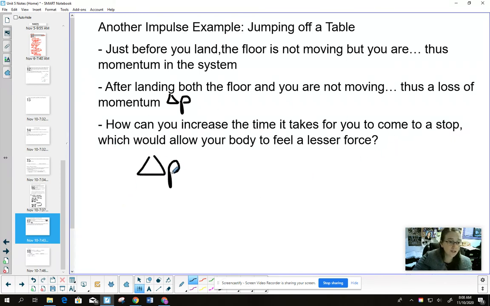Again, you are going to have a change in momentum, which is force times change in time. We just talked about this. We want to have a smaller force exerted on us and increase the time it takes to come to a stop in order for us to hurt less. Yeah? So what could you do as you land to increase the time it takes you to come to a stop? Just thinking this through.